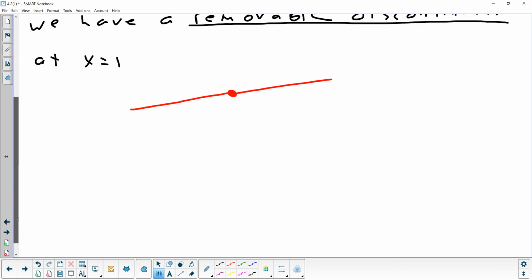Compare that with a vertical asymptote. A vertical asymptote is not removable. That's not just a small thing you can fix.